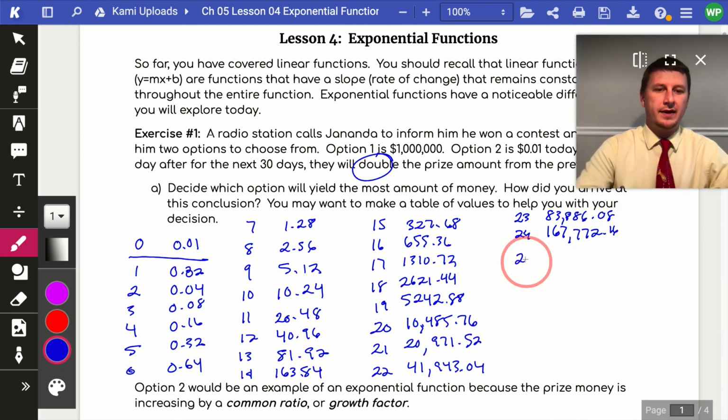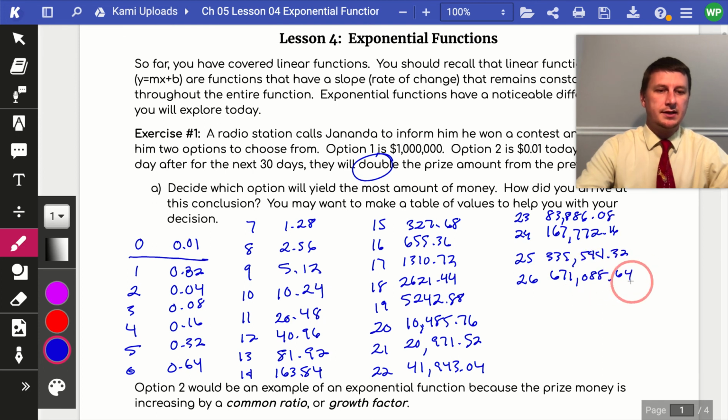Okay, 25 days, we're going to have 335,544.32 cents. We only have 5 days left, and we still haven't reached a million yet. 26 days, $671,088.64. For the 27th day, we'll have, wow, here we go. Now we'll have $1,342,177.28.